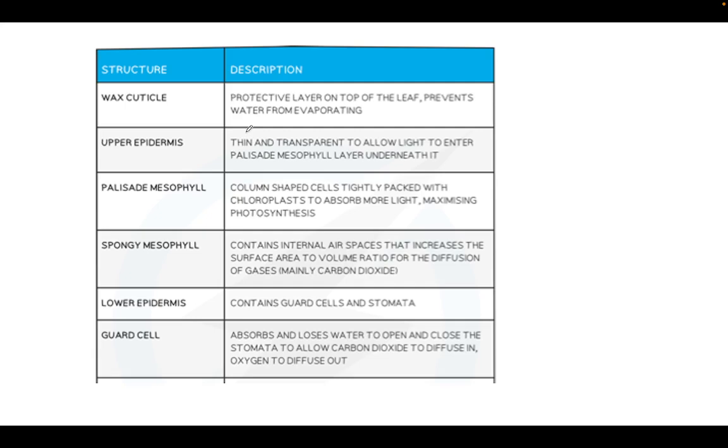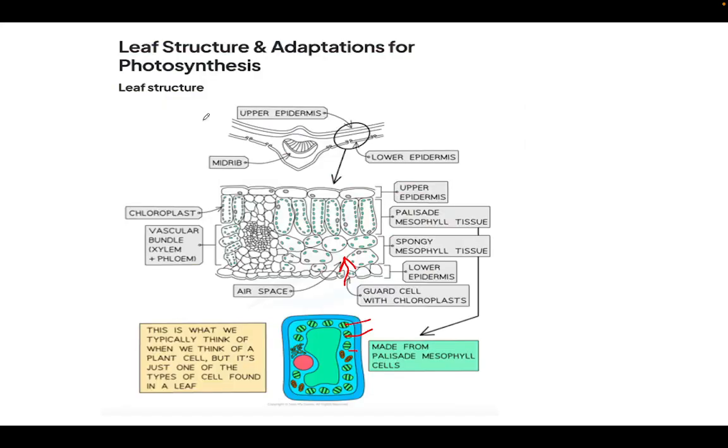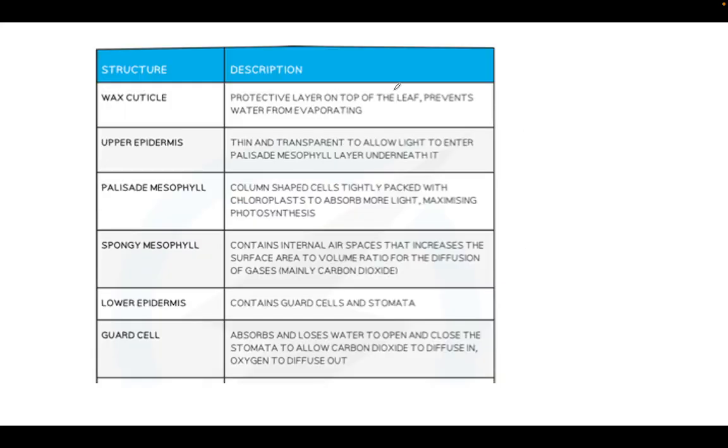So you will pause these and read them nicely, to get to understand. We have a waxy cuticle. Why is it wax? It is wax to not allow water to leave. It is a protective layer that prevents water from evaporating. We have the upper epidermis, that I told you the adaptation. It is thin and transparent to allow light to enter the palisade mesophyll underneath it. And we also talked about palisade. We saw that they have a lot of chloroplasts to absorb more light and do photosynthesis.